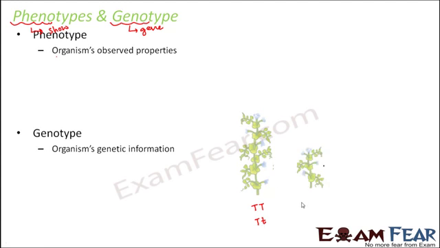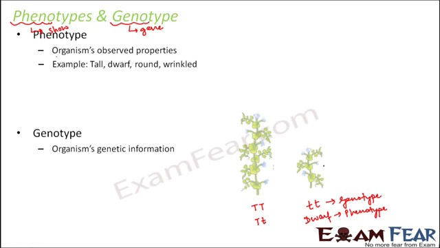Similarly, if you talk about a dwarf plant, dwarf is the phenotype but the genotype is small t, small t. So this is the genotype, and the phenotype is that the plant is dwarf. So phenotype is something which is observable, its observable property. But when you talk about its genetic constitution, that is the genotype.